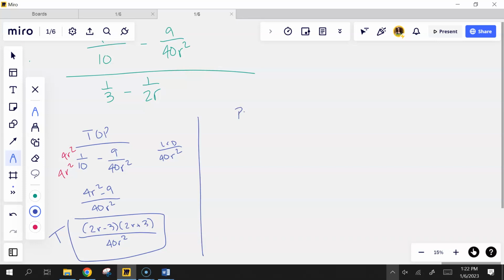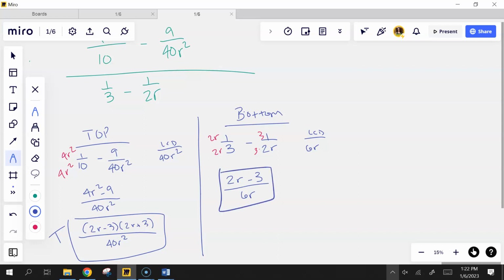And now I'm going to look at the bottom. The bottom, 1/3 minus 1 over 2r. What's the LCD? 6r. The first one needs a 2r. What's the second one need? The 3. So I have 2r minus 3 over 6r. Can I do anything else with it? Nope. That's the bottom.